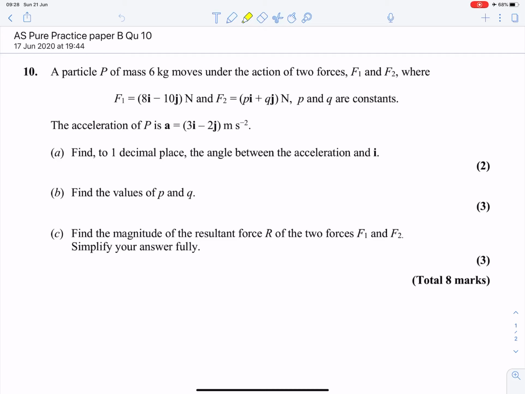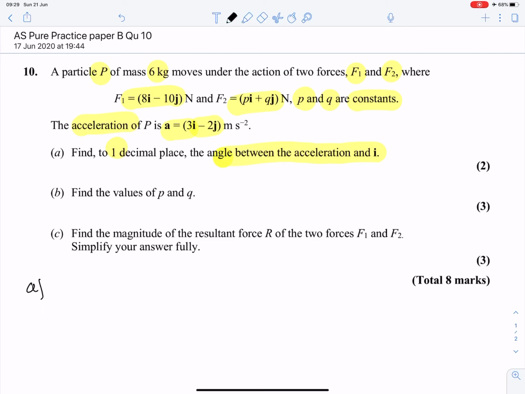So again, read the question carefully. A particle P, mass 6 kilograms, under the action of two forces, F1 and F2, where F1 is that, F2 is that, P and Q are constants. The acceleration is 3i minus 2j. Find to one decimal place the angle between the acceleration and i.